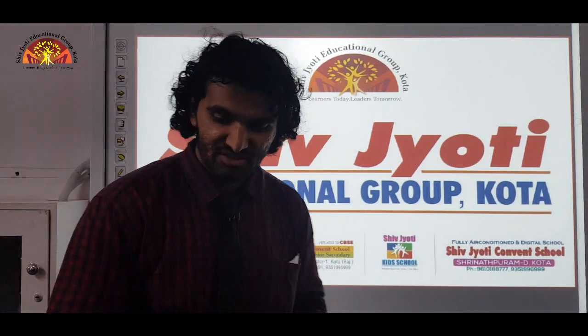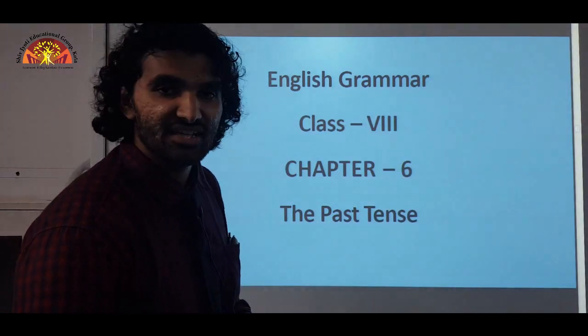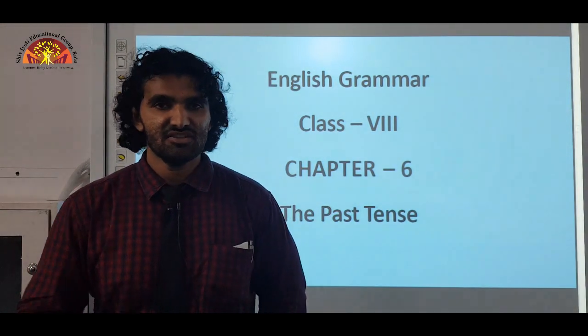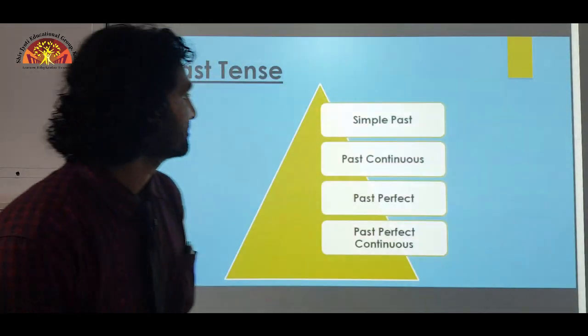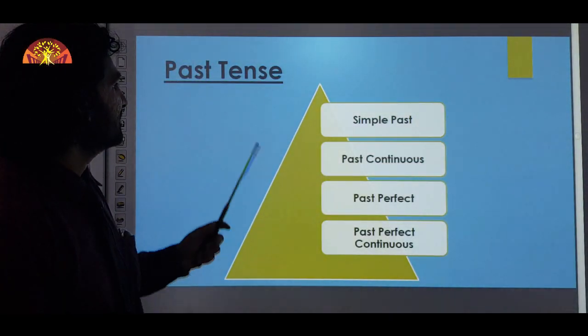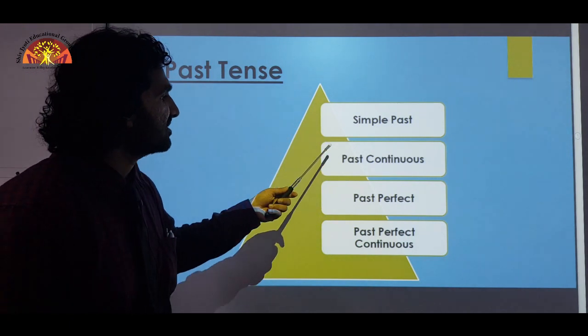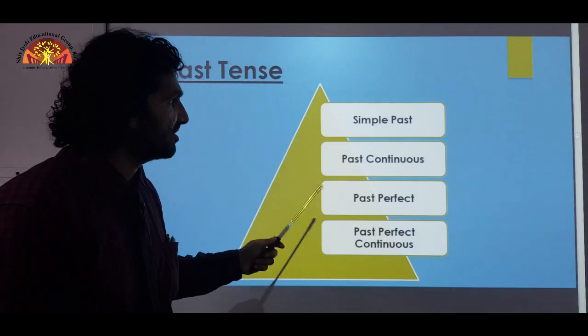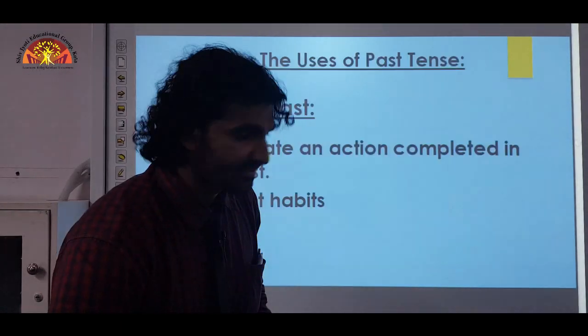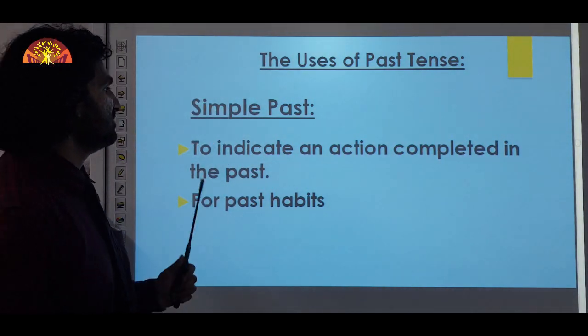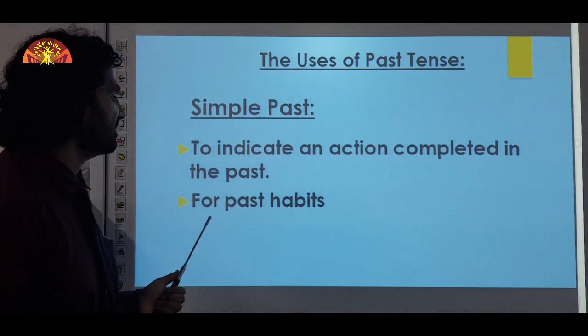In the previous session we learned about present tense. Today we will discuss the past tense. So here we go. Past tense can be divided into 4 categories: simple past, past continuous, past perfect, and past perfect continuous. Simple past is used to indicate an action completed in the past.